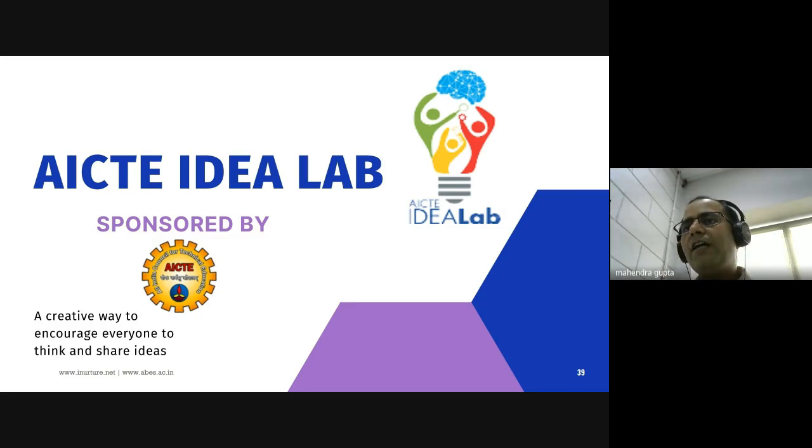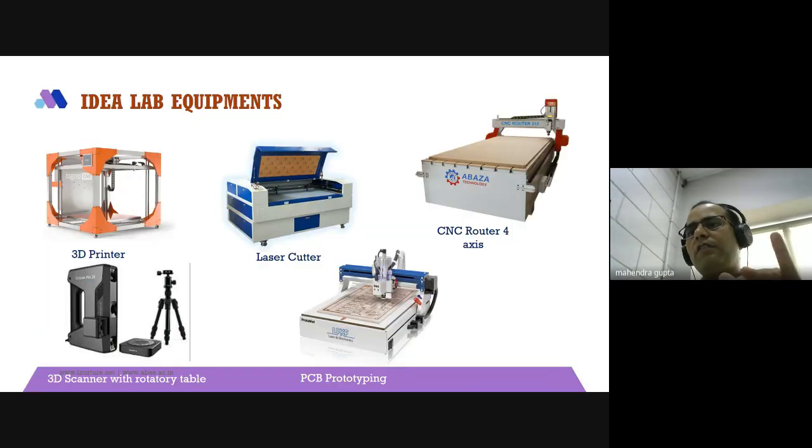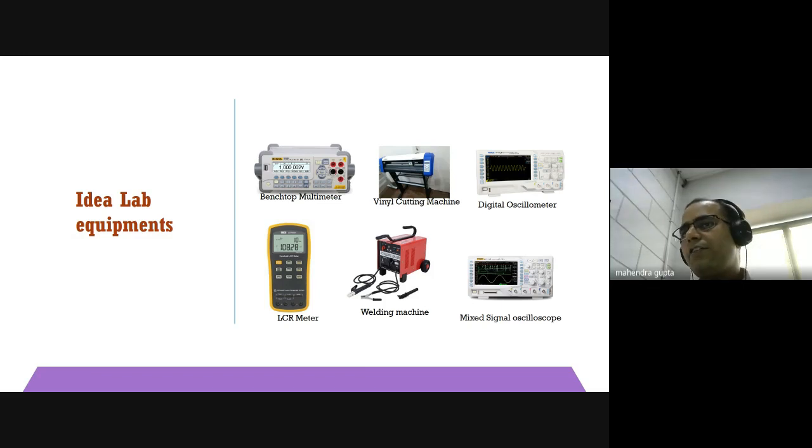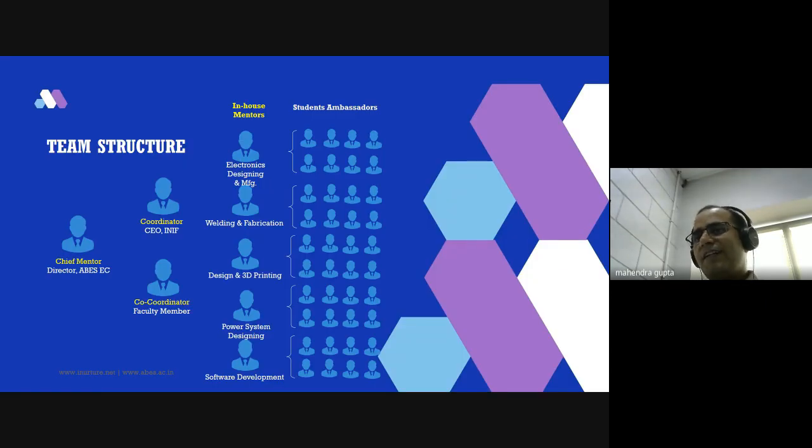This is the AICTE Idea Lab. So what we do in this innovation program, we have all the fabrication machinery and equipment which build any kind of product, be it robotics, be it manufacturing machinery, be it any digital product. You talk about anything, we can build it out here. The first version is able to be built out here.